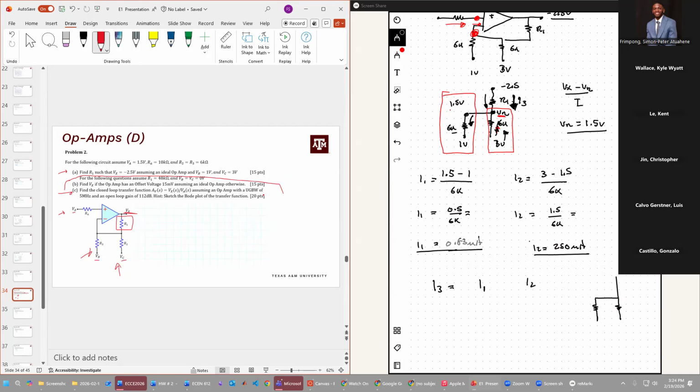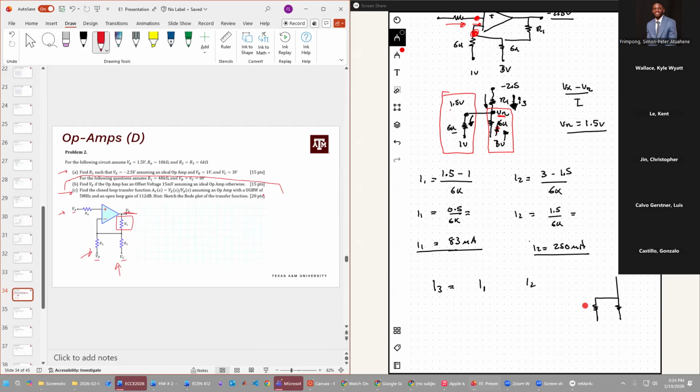Okay, I1, someone's correcting. I1, it's saying it's 83 micro. Let me double check on my side. I think 83 micro is correct. Yeah, 83 micro is the correct value for I1. Okay.